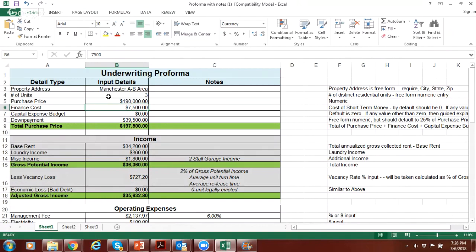The capital expense budget is a really important component. In this case, I've defaulted to 0, but this is something you really want to pay attention to. A lot of people do not pay attention to this. As you walk through the property, you want to analyze the property and look for what is called deferred maintenance.